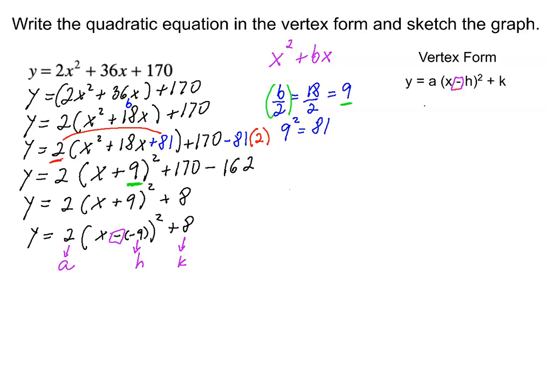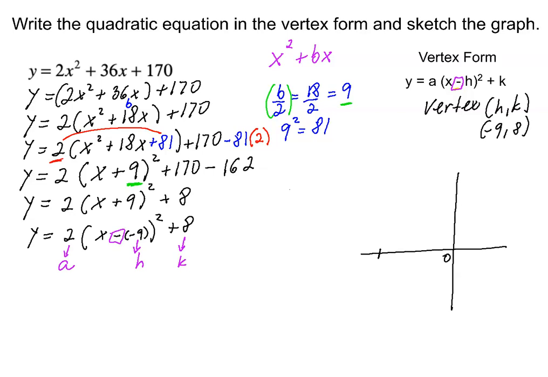Okay, now I want to graph this. First I want to write down what the vertex is. So the vertex in this case is going to be the values h and k, which is negative 9 and 8. So let's look at the graph. Let's say I'm gonna have 0 here, somewhere here is negative 9, and somewhere here is positive 8. So I have a point, I have the vertex. And now I need to know whether the parabola is gonna open upward or whether the parabola is gonna open downward.